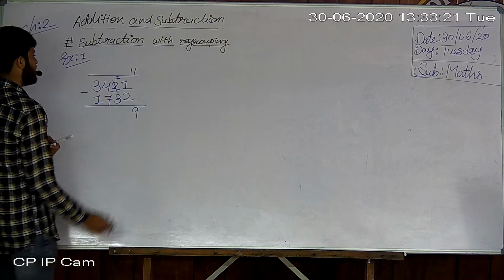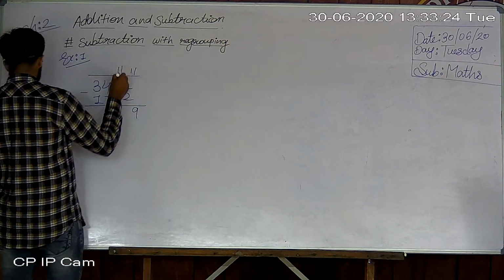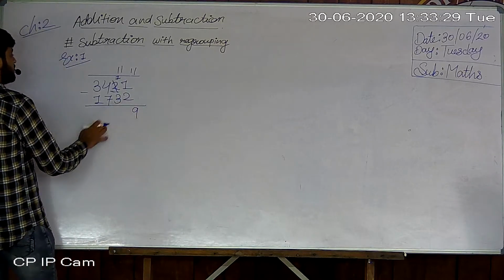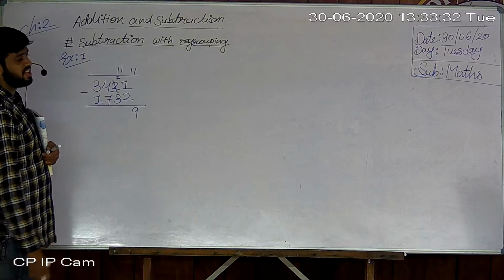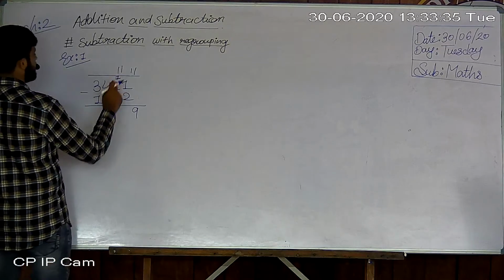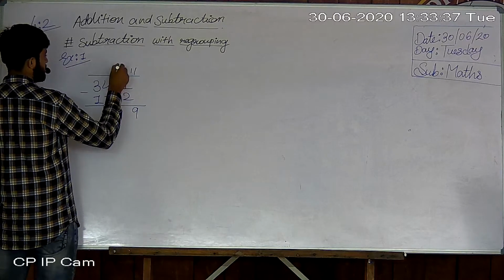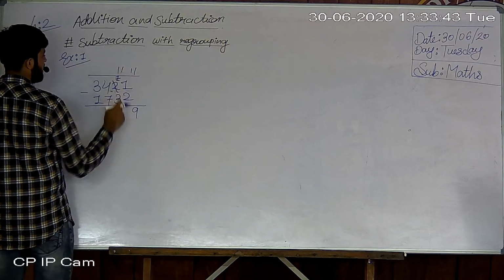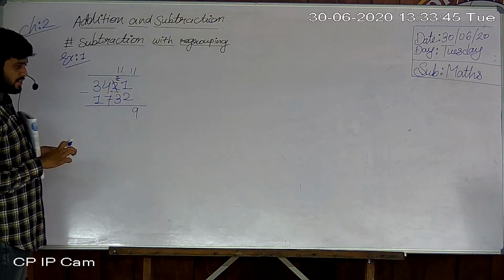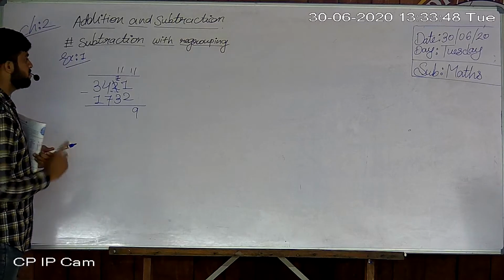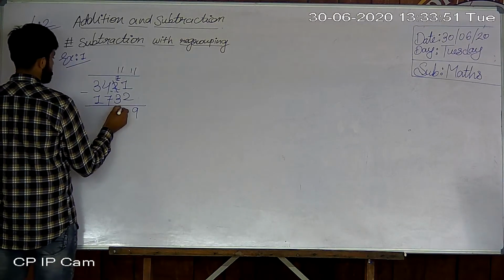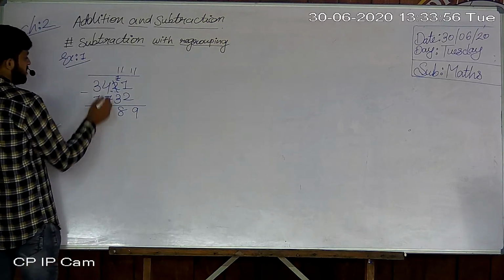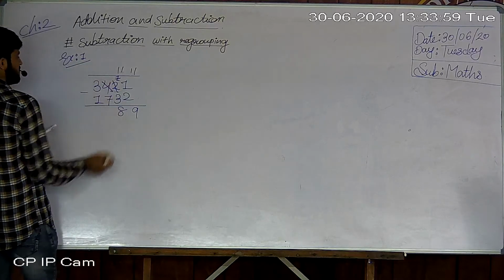So again we borrow. Again 11. Double borrowing system. Again I am taking a borrow, 10 plus this 1, so 11 minus 3. 11 minus 3, so how many? 8. Understood? Then again we cut the next digit on this side.